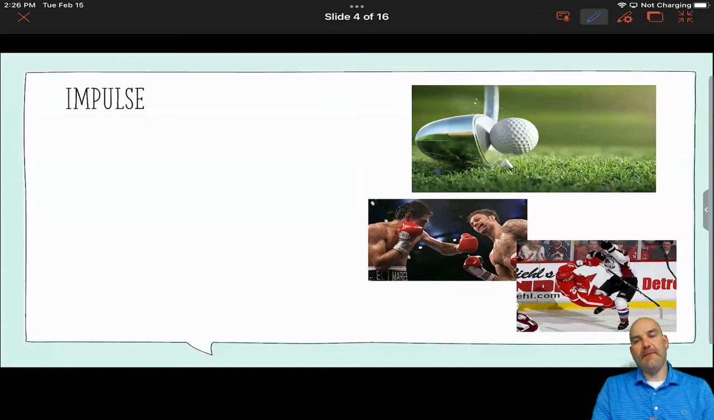All right, welcome back to AP Physics 1, Unit 5, Linear Momentum. In the last video, we defined what momentum was. We looked at the equation. Now let's talk about impulse.